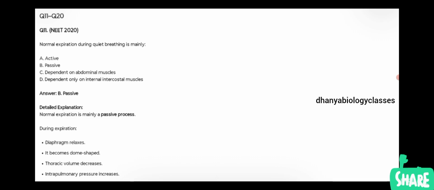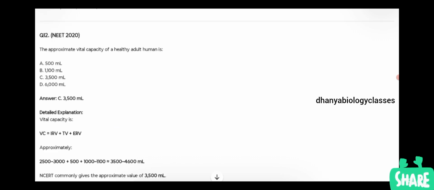Normal expiration during quiet breathing is mainly what? Expiration is always passive because it occurs by relaxation of the muscles, while inspiration occurs by contraction. So inspiration is an active process. Here the question is normal expiration, so the answer is passive. The approximate vital capacity of a healthy human adult is about 3500 ml. The actual value is about 3500 to 4600, but according to NCERT, the answer is 3500 ml.